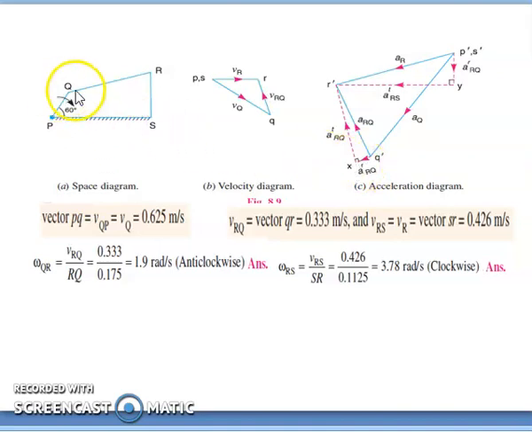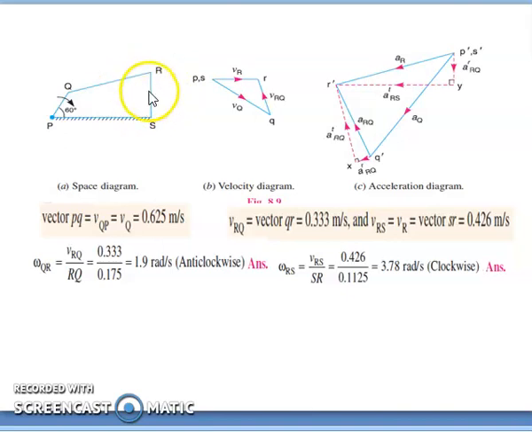Next is the tangential component, which will be perpendicular to QR. So from X, you draw a line which is perpendicular to QR. Now coming to SR, the vector R is going to rotate with respect to S, and the radial component of acceleration will be directed towards S.